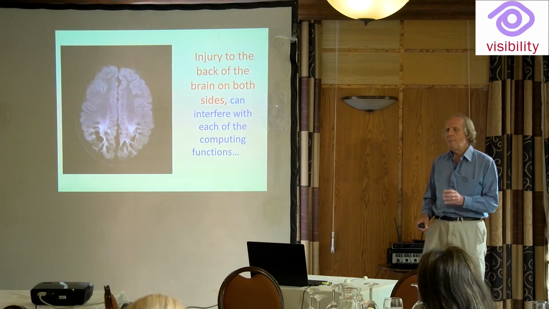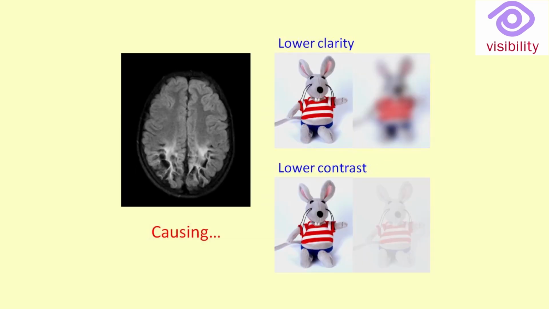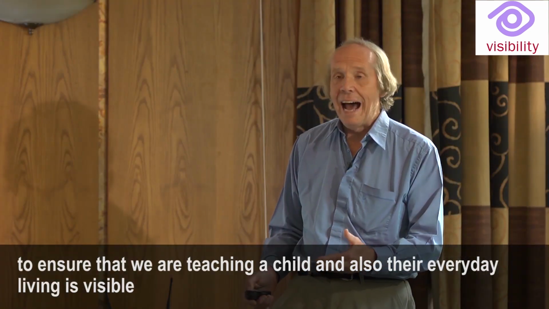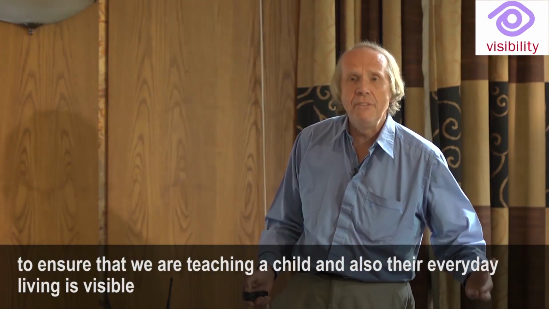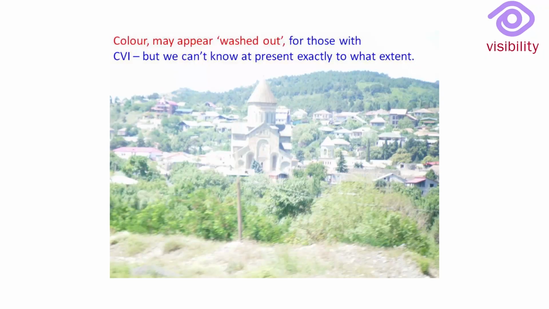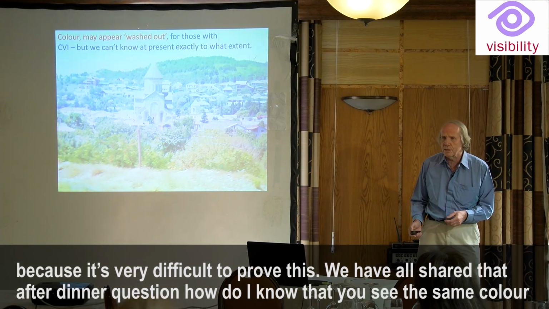So, injury to the back of the brain on both sides can interfere with the computing functions. It can cause lower clarity and lower contrast, needing a greater line thickness and higher contrast images to ensure that if we're teaching a child, their everyday living is also visible. Colour may appear washed out for those with cerebral visual impairment, but we can't know at present exactly to what extent, because it's very difficult to probe this.